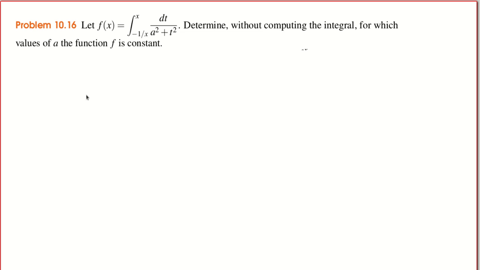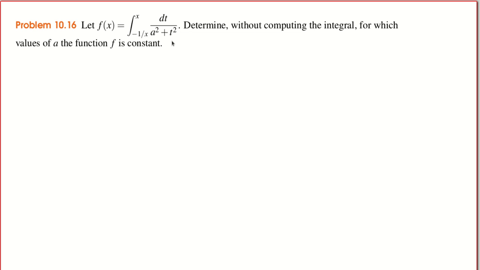Okay, in this exercise, what we need to do is to find for which values of the constant a the function f is constant, right? We have to do that without computing the integral because, of course, in this case we can calculate the integral easily, because the primitive of 1 over a squared plus t squared is related to the arctangent of t over a, right? I think it's 1 over a times the arctangent of t over a.